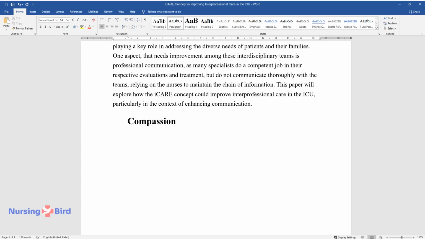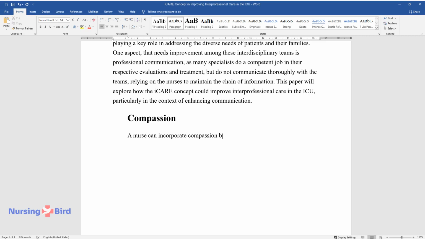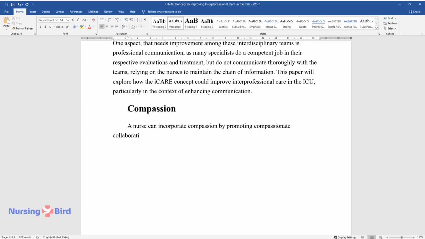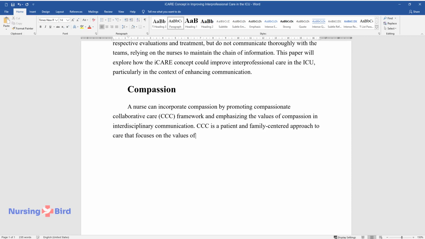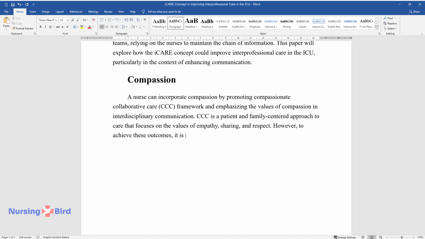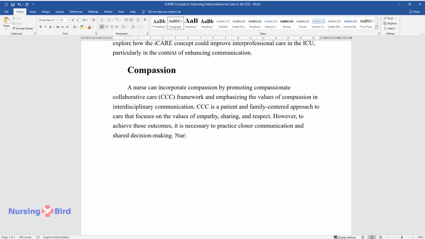Compassion. A nurse can incorporate compassion by promoting the compassionate collaborative care, CCC, framework and emphasizing the values of compassion and interdisciplinary communication. CCC is a patient and family-centered approach to care that focuses on the values of empathy, sharing, and respect. However, to achieve these outcomes, it is necessary to practice closer communication and shared decision-making.